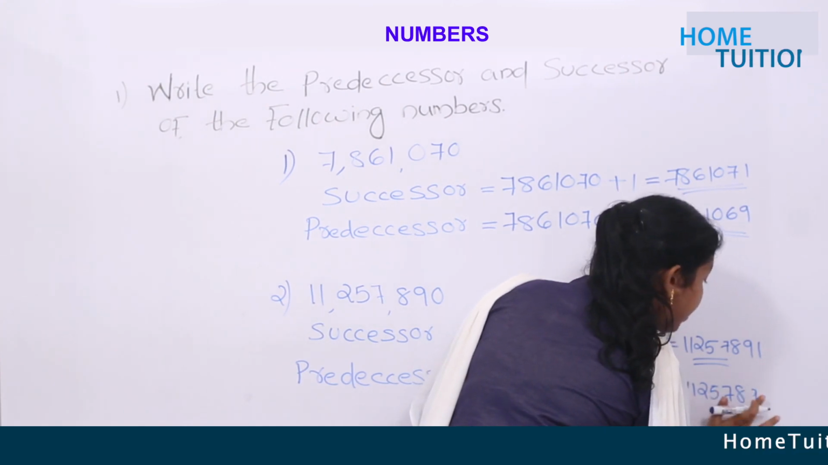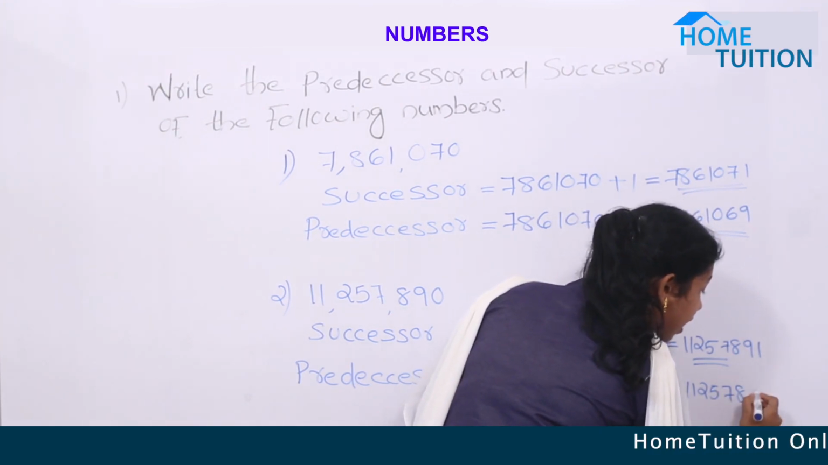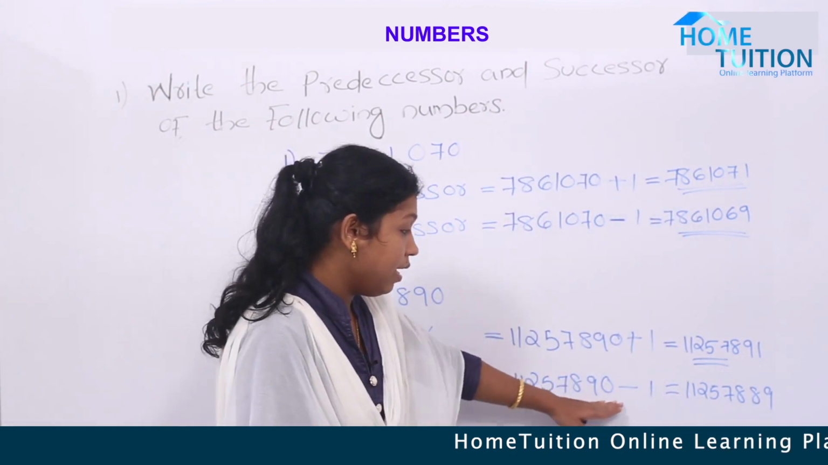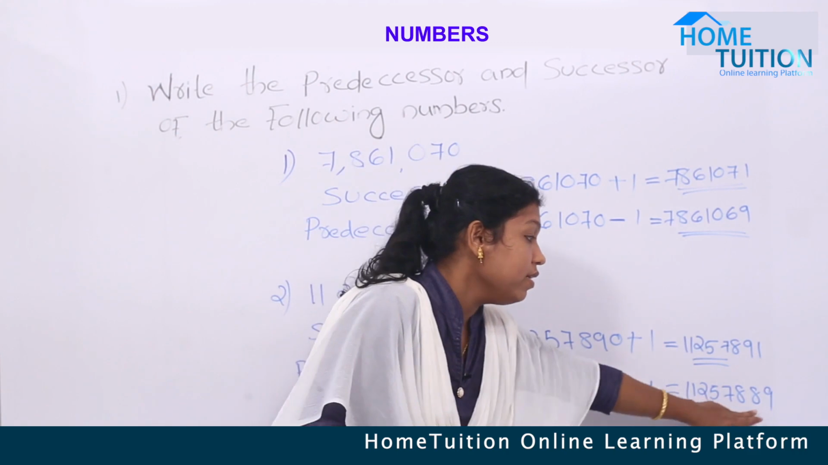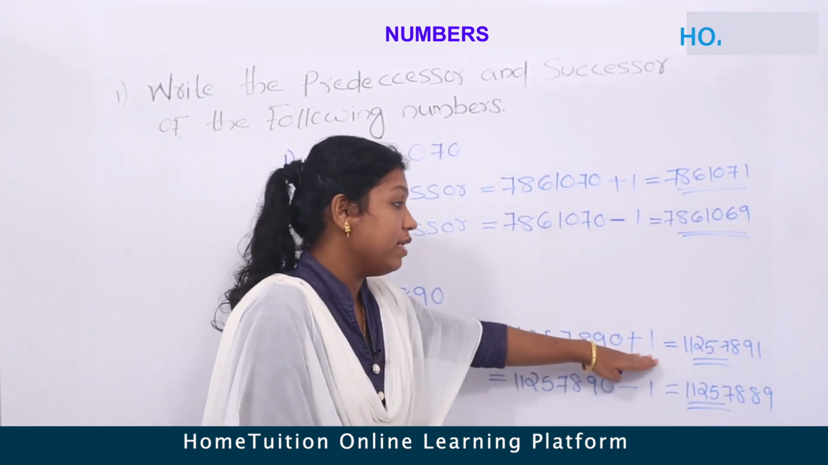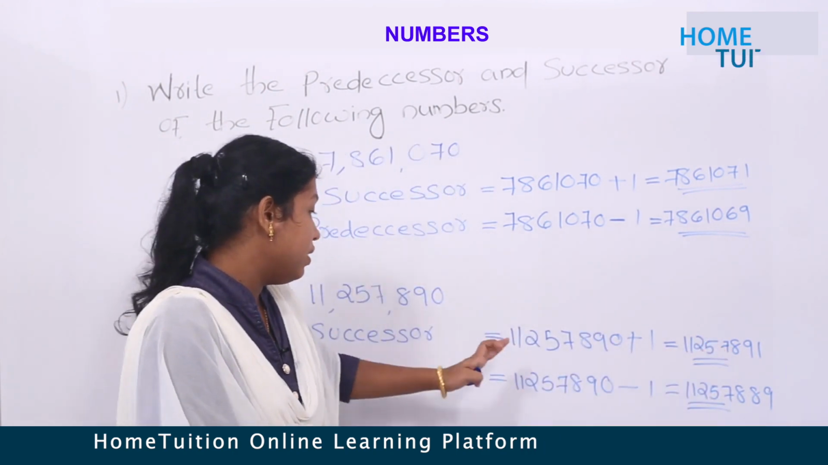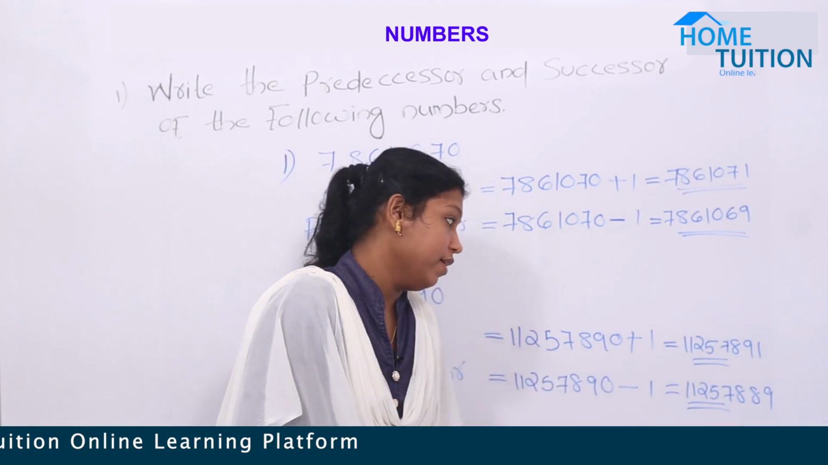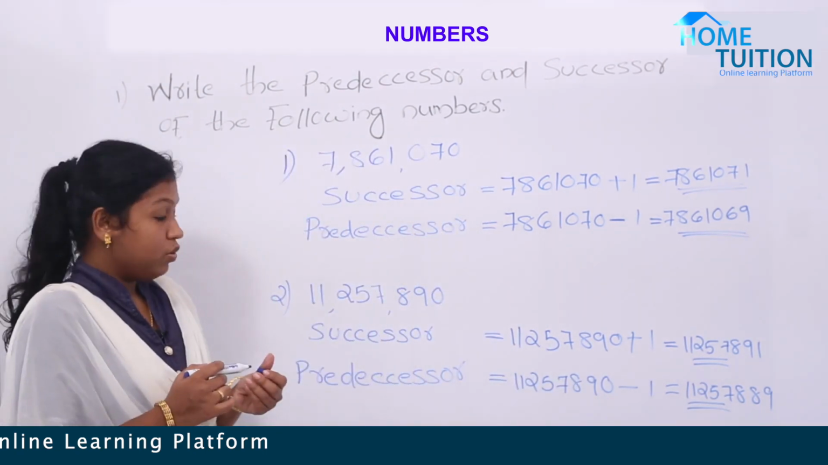90 minus 1 is 89. Okay, 90 is the number. 90 minus 1 is 89, so this is the predecessor, whereas 90 plus 1 is 91. So that is the successor, and the predecessor, 90 minus 1, is 89. These are the two example questions.